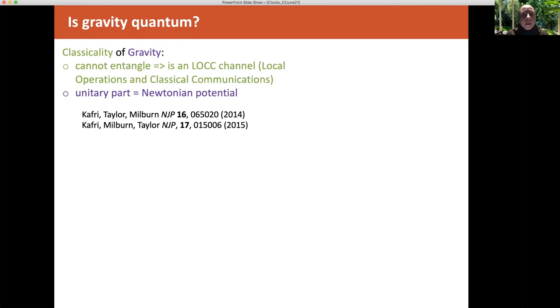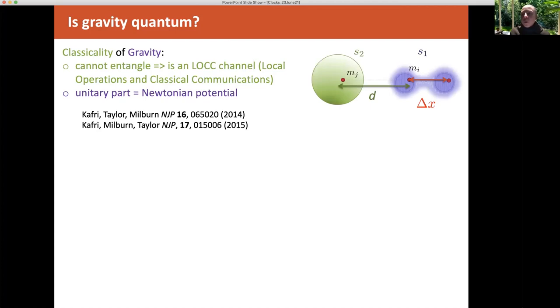And so they've shown in a series of works that start with these two references that I just gave, that there is a general consequence of such an assumption that gravity acts as an LOCC channel and reproduces Newtonian potential. And this consequence is that apart from not producing entanglement, it also actually has some decoherence. So if I have some superposition of relative distances between a pair of gravitationally interacting systems, there will be decoherence. And this decoherence rate depends on the gradient of the Newtonian interaction.